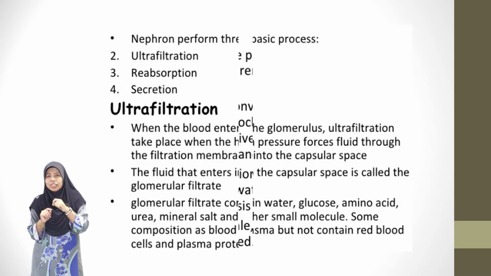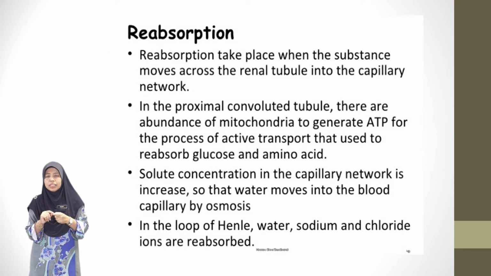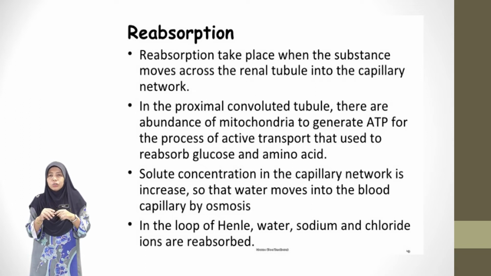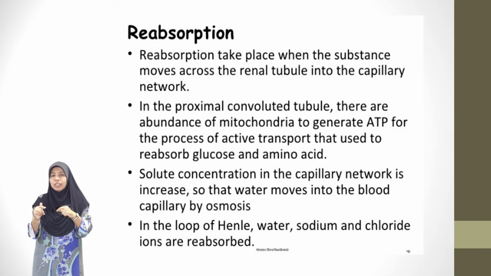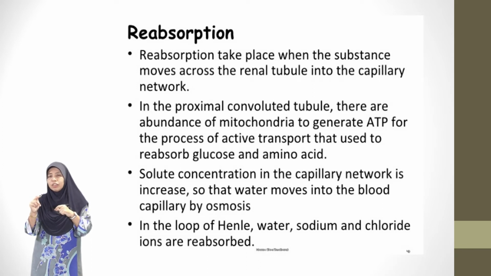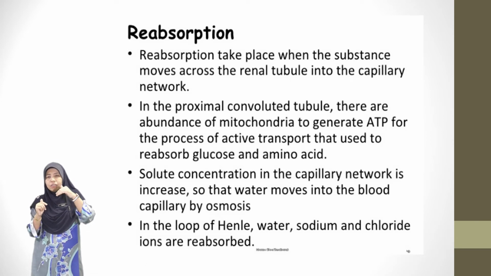In the proximal convoluted tubule, glucose and amino acids will be reabsorbed. That is the second phase of urine formation, which is reabsorption. The glucose and amino acids will be reabsorbed into the blood capillary by active transport. In the proximal convoluted tubule, there are lots of mitochondria to generate energy for the active transport. Then the filtrate will flow to the loops of Henle.